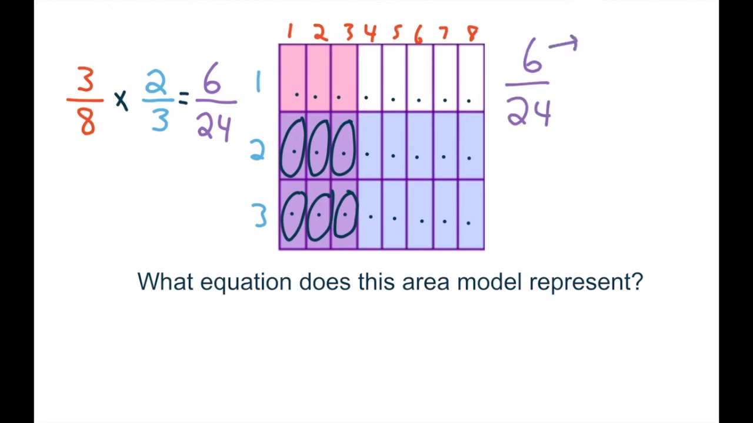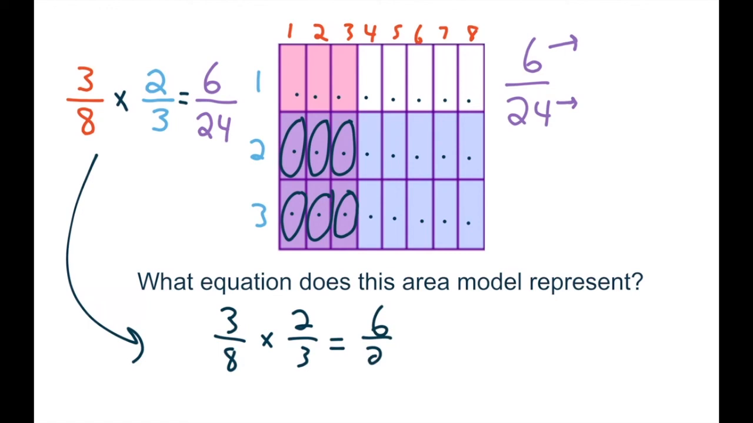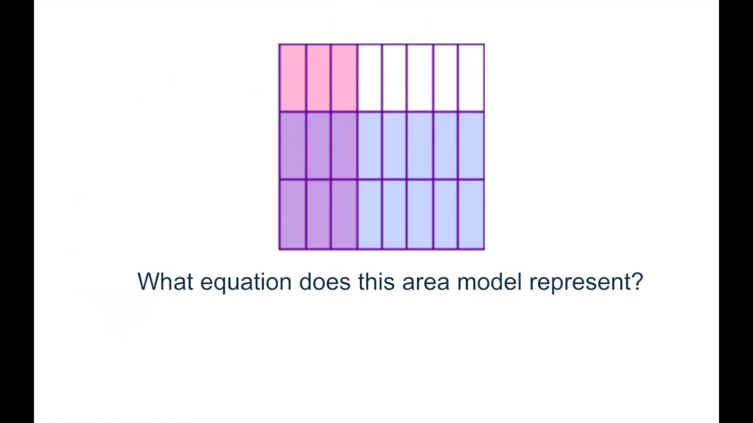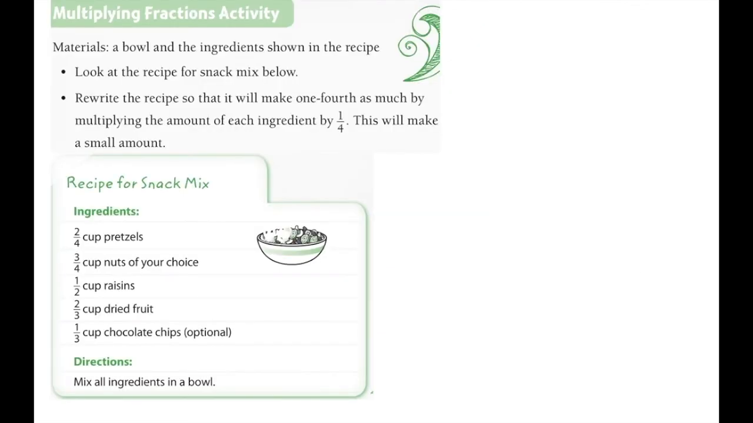Again, the numerator is the number of boxes where they overlap, and the denominator is the total number of boxes that I have in all. So to answer the question, what equation does this area model represent, we found that the equation is 3/8 times 2/3 equals 6/24.